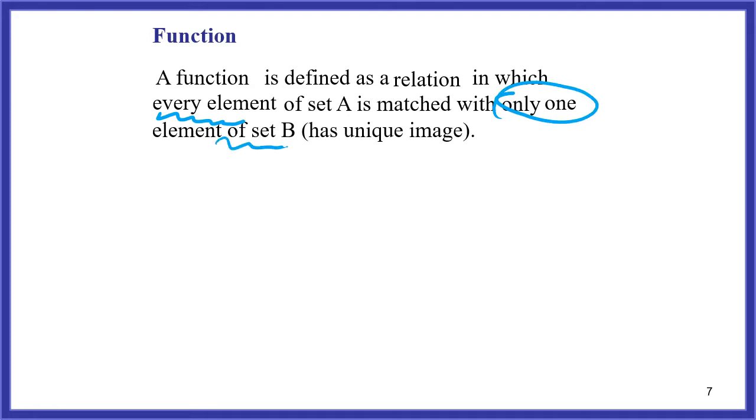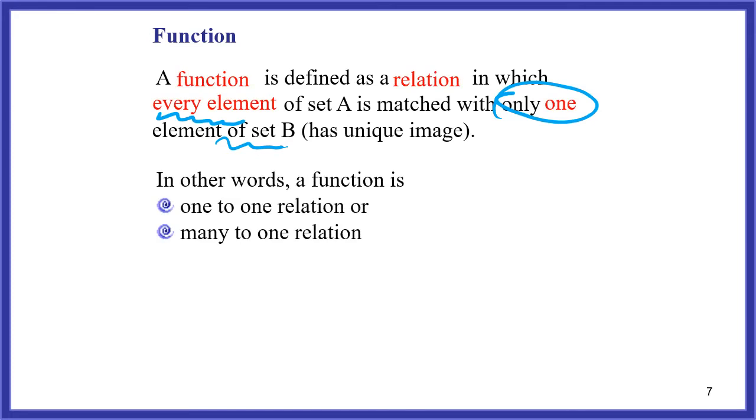So what is the relation of this function? The type of relation of a function is one-to-one or many-to-one. Why? Because we want only one element of set B. For one-to-one, it of course will be 1 and 1. But for many-to-one, it may be 2 or 3 elements in A that have the same element in B, but it will still have a unique image.